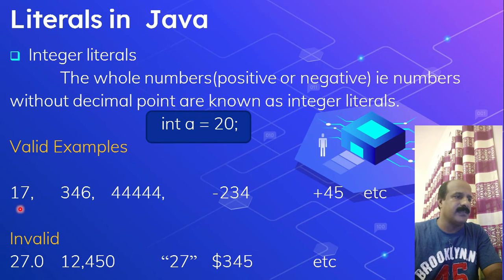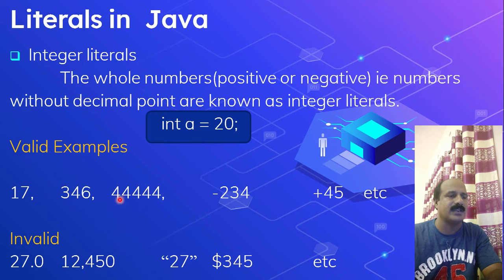So look here, 17. If you are writing int a is equal to 17, it's valid. Int any variable name is equal to 20, it's valid. Then 346 is valid. There is a range mentioned for any data type, so within that range you can write the numbers, not any number as you like. Negative numbers are valid. If you put a plus symbol, then it's valid. If you don't put a plus symbol, then it will automatically be taken as plus. So these all are valid integer literals.